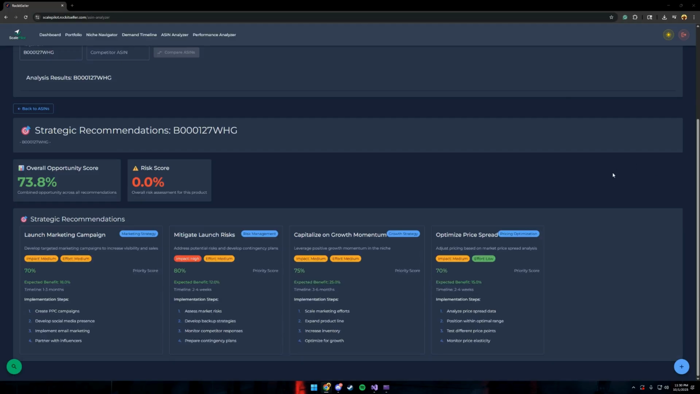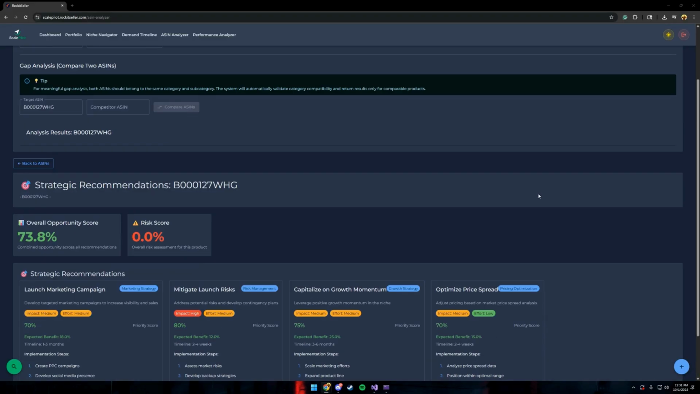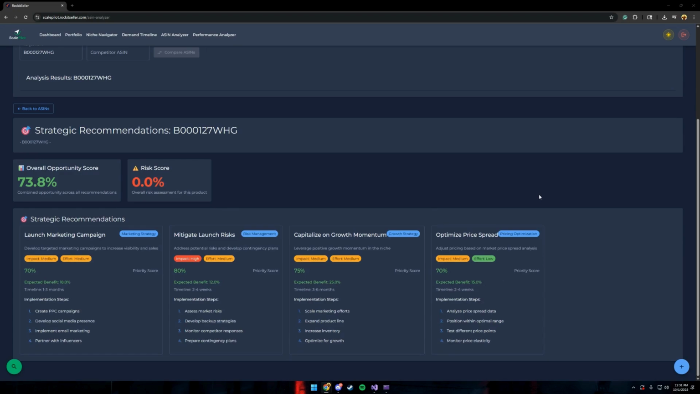Use the analyzer to identify opportunities. Low conversion efficiency despite good traffic suggests listing optimization potential. High return rates indicate product quality issues. Seasonal sales patterns reveal timing opportunities. Use the strategic recommendations to launch marketing campaigns, mitigate launch risks, capitalize on growth momentum, and optimize your price spread.